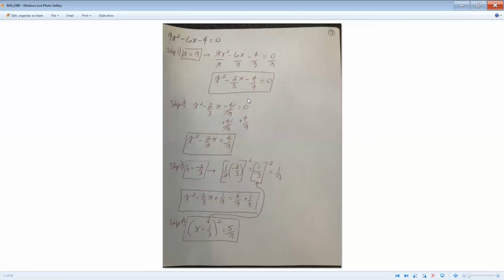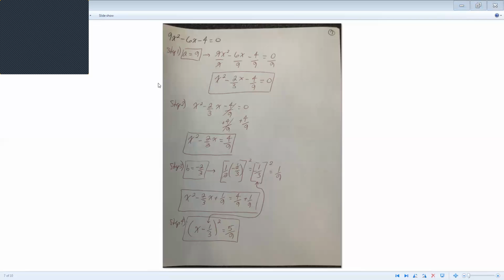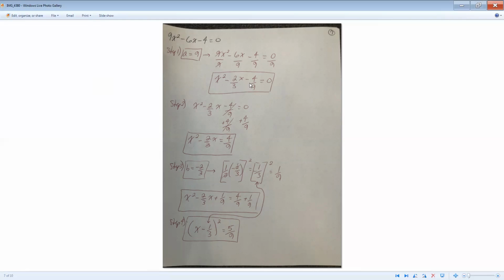All right, let's do it again. We have 9x squared minus 6x minus 4 equal to 0. A is 9 this time. It's not equal to 1, so we have to divide each term by 9. That's supposed to cancel out and leave us with 1 in front of our first term, which is what we need. And we have x squared minus 2x over 3 minus 4 over 9 equals 0.